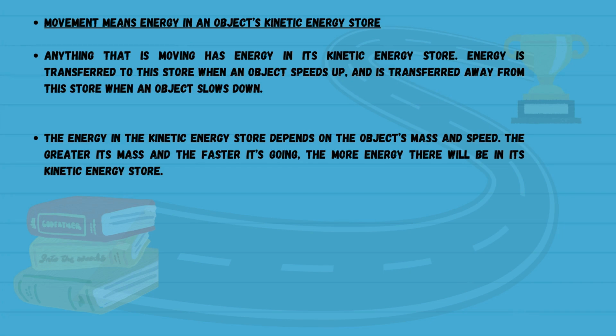Movement means energy in an object's kinetic energy store. Anything that is moving has energy in its kinetic energy store. Energy is transferred to this store when an object speeds up and is transferred away from this store when an object slows down. The energy in the kinetic energy store depends on the object's mass and speed. The greater its mass and the faster it's going, the more energy there will be in its kinetic energy store.